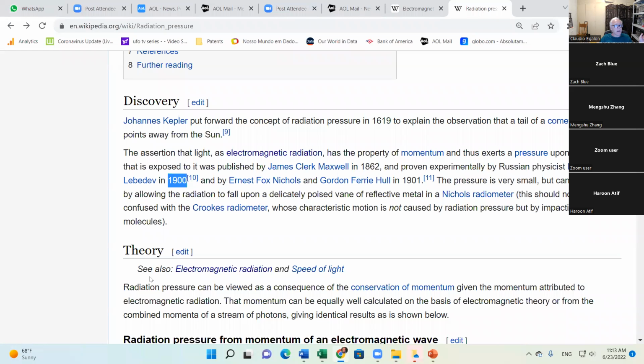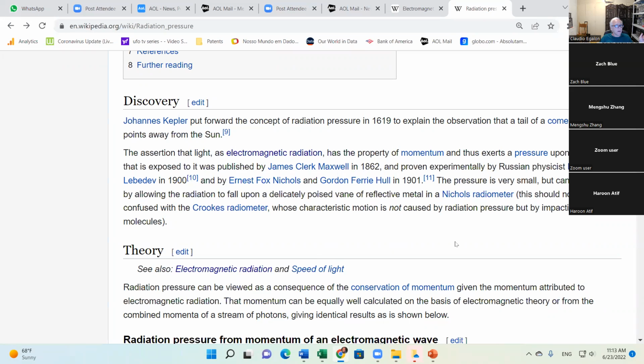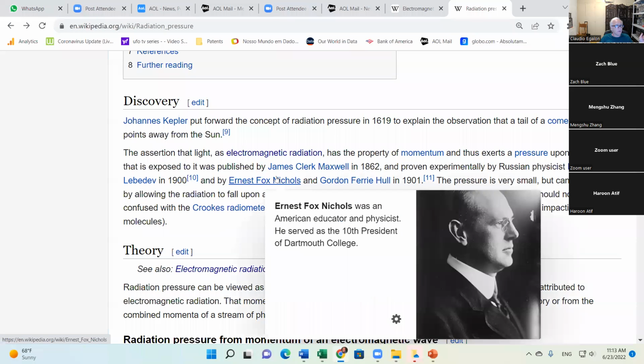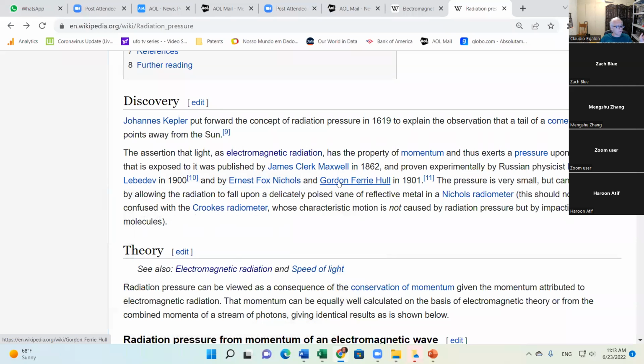Okay. And there were other scientists here too, right? Ernest Nichols is American. No, the Russian preceded him, and this guy here is a Canadian American. Most likely those two worked together.